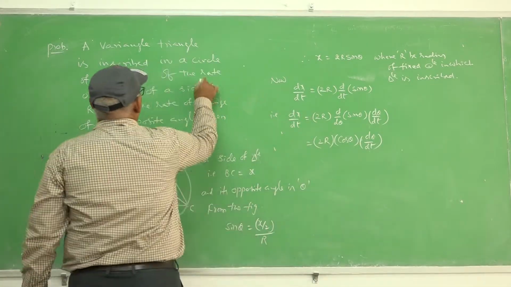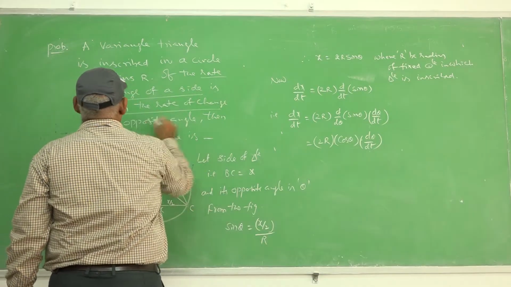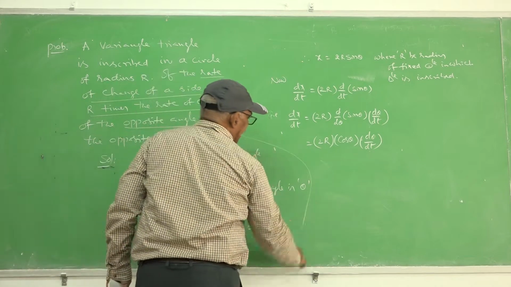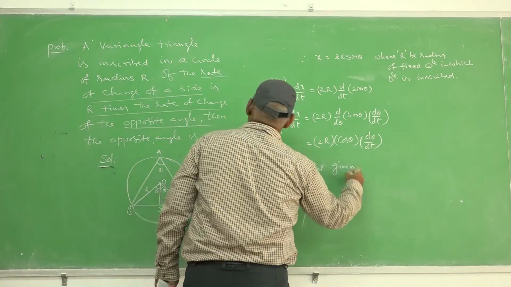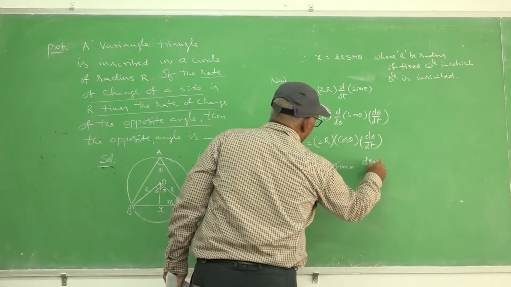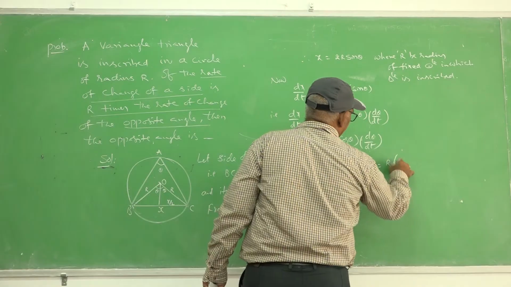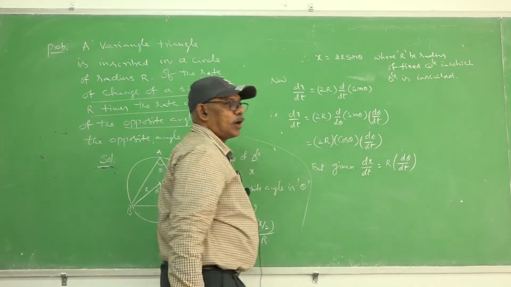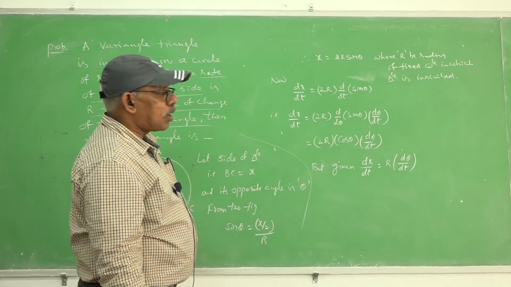But given, the rate of change of the side is capital R times the rate of change of the angle opposite to that side. So dx by dt is given as R d theta by dt.